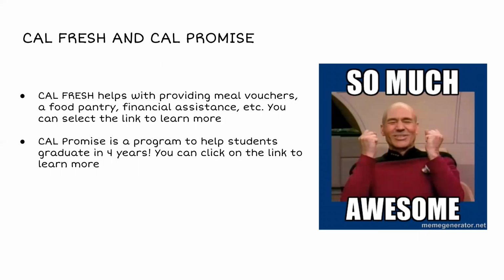There is something in your application that'll ask you if you're interested in signing up for Cal Fresh or Cal Promise. Students typically are confused and are not sure what these programs are. But if you select yes to the Cal Fresh question, basically they'll know that you might need help receiving meal vouchers to access a food pantry on campus, and you need some extra financial assistance. And then Cal Promise is an additional support program that helps students make sure that they're successful throughout their 4 years of college.